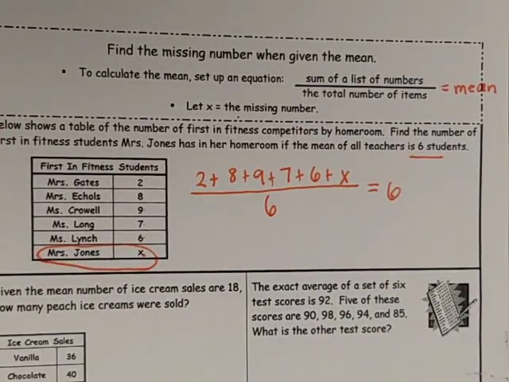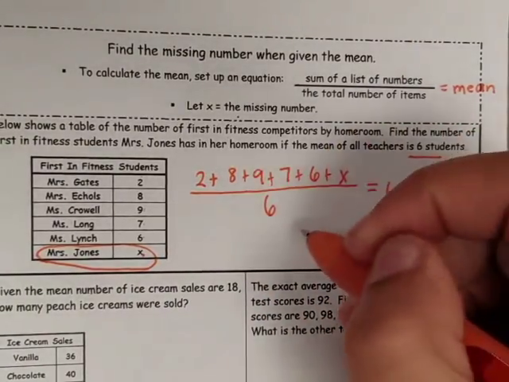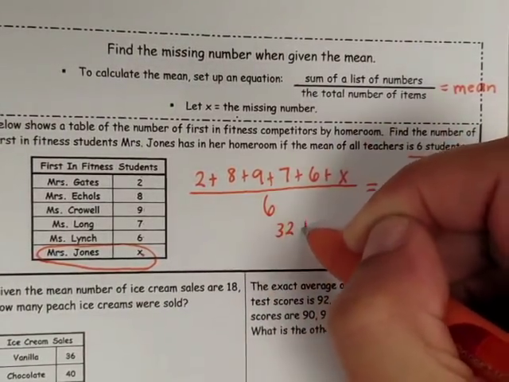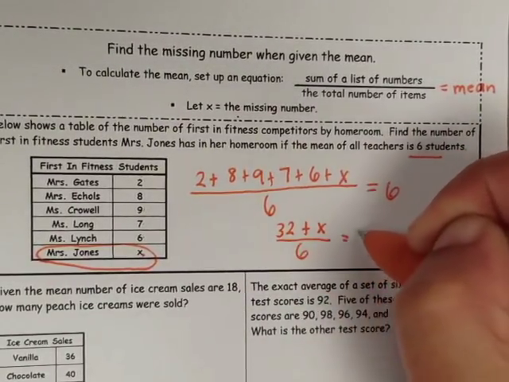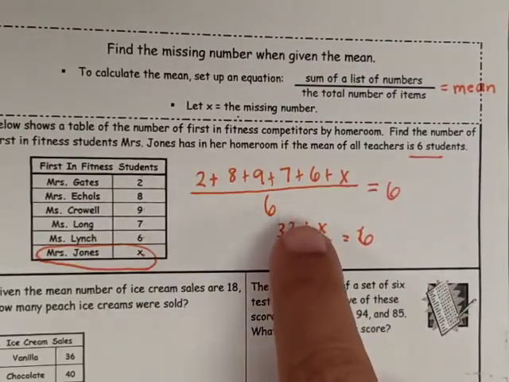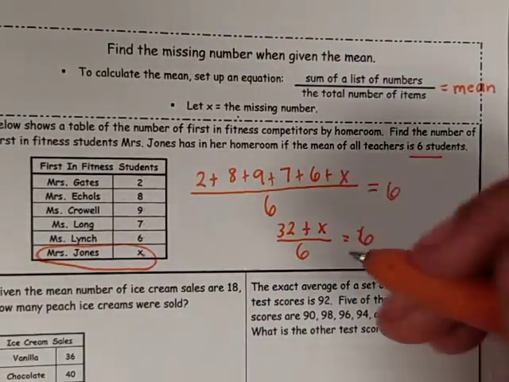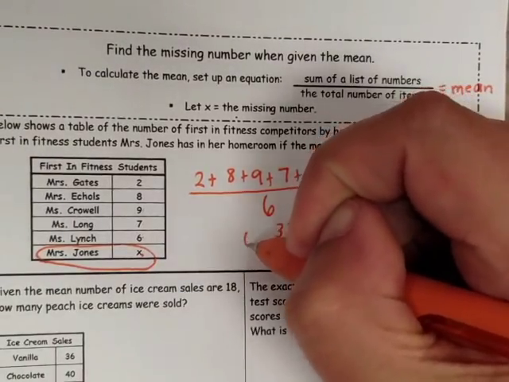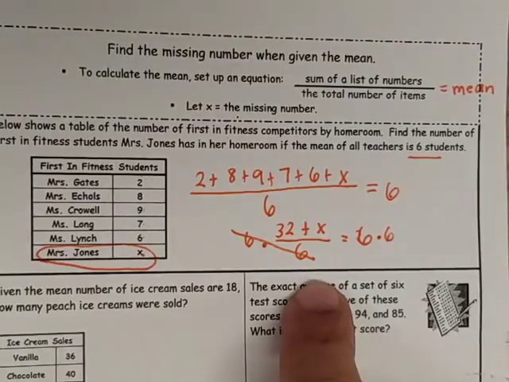So what we can do next is combine our like terms in our numerator, and that gives us a total of 32. So 32 plus what, divided by 6, gives me 6. Well, I know that 36 divided by 6 is 6, but I'm going to show that by doing inverse operations. I'm going to multiply both sides by 6 so that this cancels each other out.